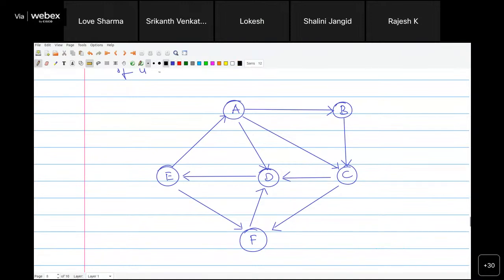So in degree I will represent with black, and out degree I will give with red. Okay. So the in degree of vertex A will be the number of edges that are coming towards A. So I have to look for edges coming towards A. There is only one edge coming towards A. So the in degree of A will be 1.